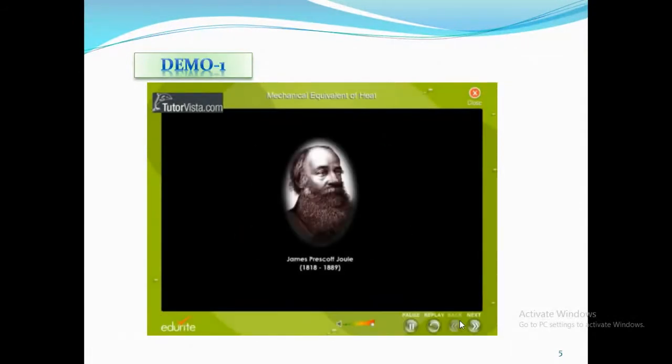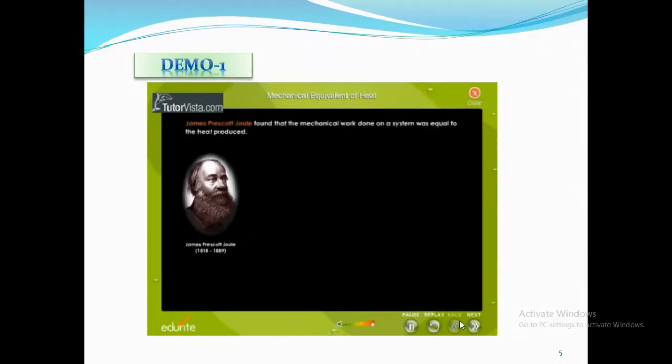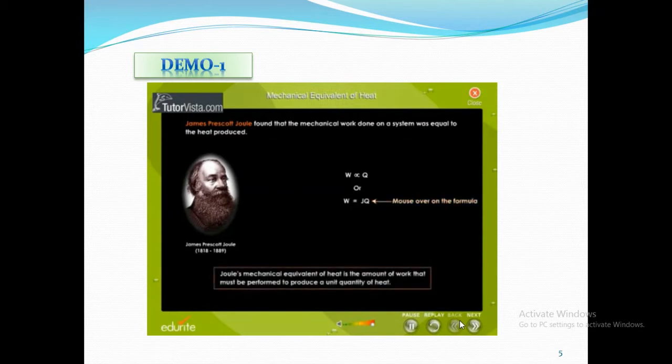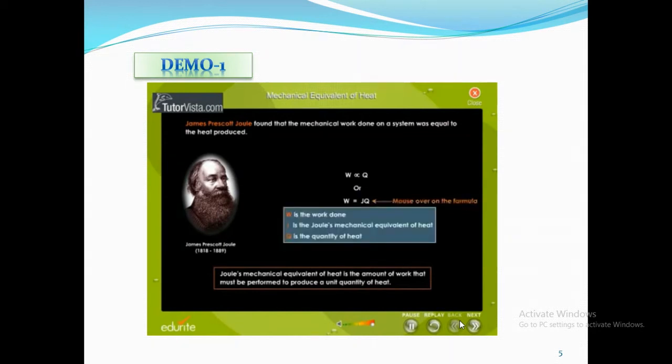James Prescott Joule found that the mechanical work done on a system was equal to the heat produced. That is, W is directly proportional to Q, or W is equal to JQ. Thus, Joule's mechanical equivalent of heat is the amount of work that must be performed to produce a unit quantity of heat.